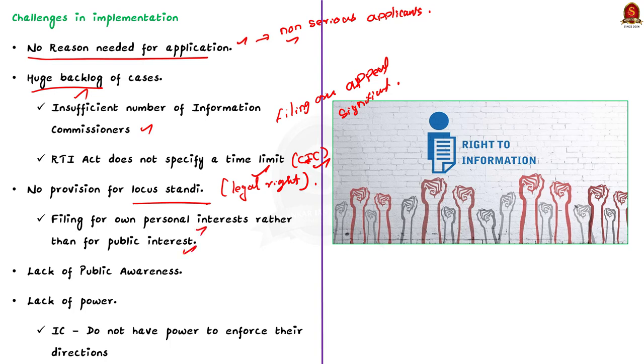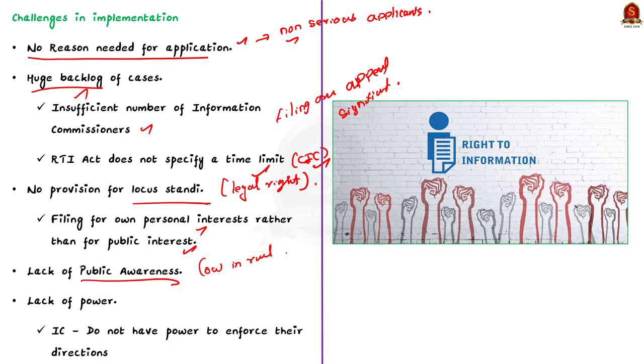The next important challenge is the lack of public awareness. In India, public awareness regarding the right as well as the duties is very low. The reasons behind this are the lack of education and awareness. For example, awareness level is low among rural areas and among the disadvantaged communities.